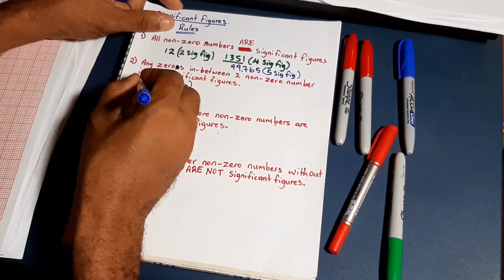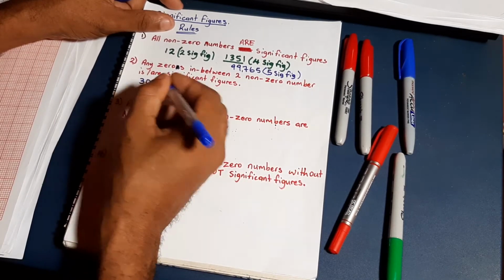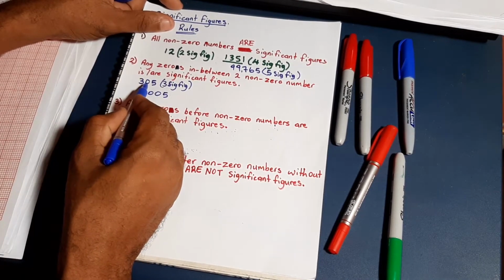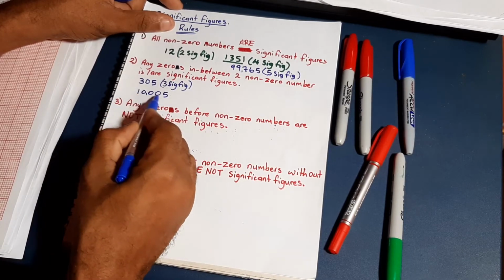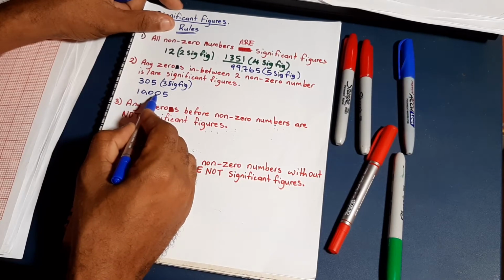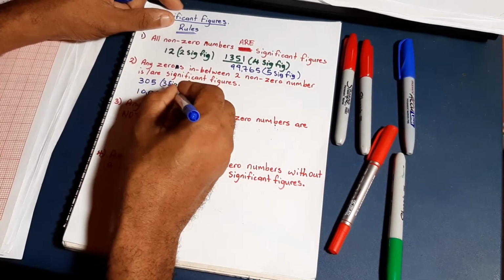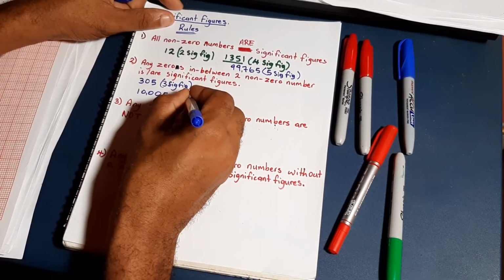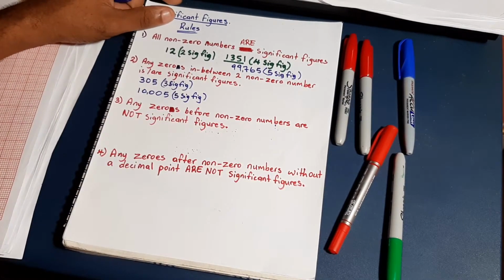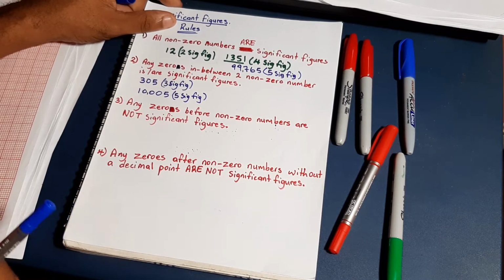Let's try another number. Let's say we had 10,005. Remember, these zeros are more than 1 zero between the non-zero numbers. So all 3 zeros would be considered to be significant figures along with the 1 and the 5. So this would be 5 significant figures. So remember, rule number 2 says any zeros in between 2 non-zero numbers are significant figures.